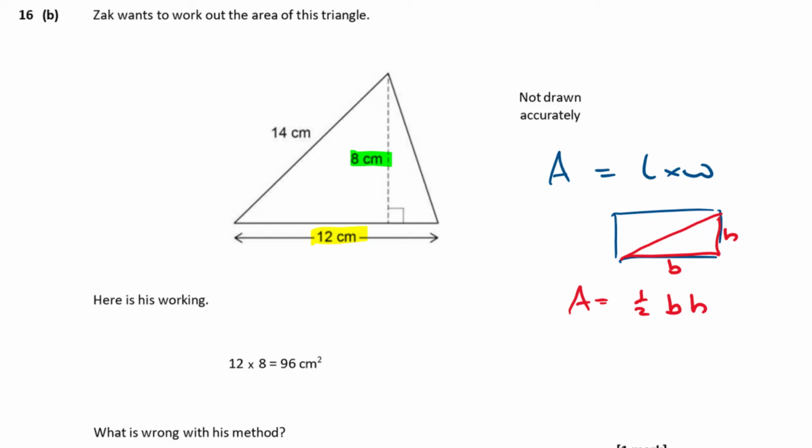So the area should be a half times 12 times 8, which is 6 times 8, it's 48. 48 centimeters squared. Now it's probably overkill. It was only 1 mark. I should have just said he used the rectangle formula, not the area formula. But anyway, it's done now.